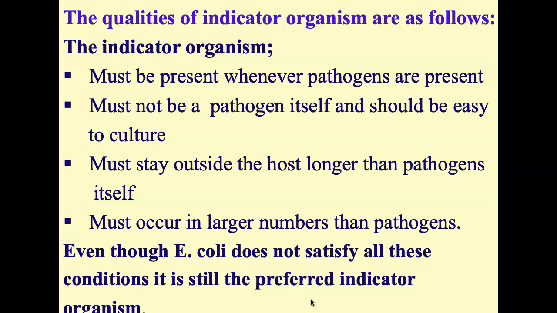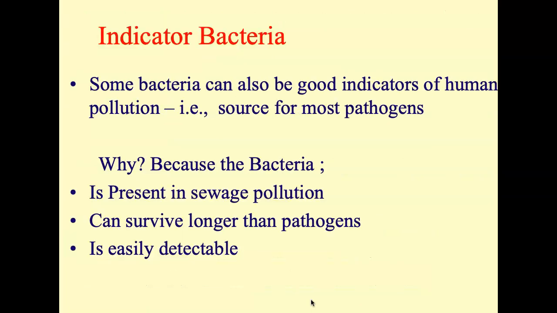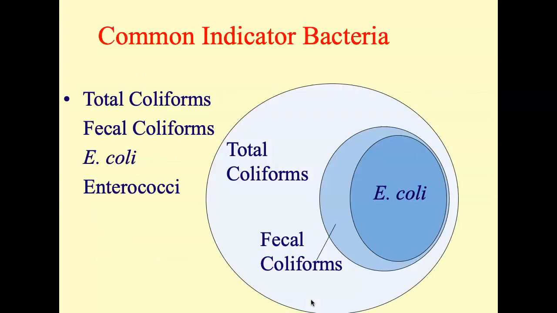Coli can be pathogenic in some forms, they are still the preferred indicator organism of choice. Indicator bacteria. Some bacteria, in addition to E. coli, can also be good indicators of human population that are used in water microbiology. This is because they are present in sewage pollution, they can survive longer than pathogens itself, and they are also easily detectable.